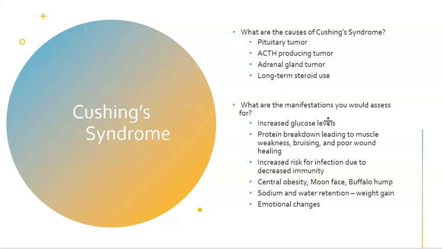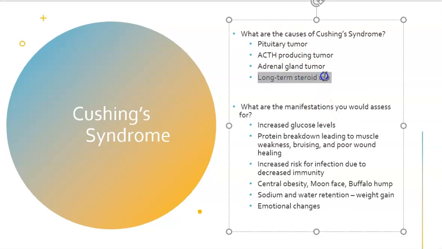Cushing syndrome. So we've got too much cortisol from the adrenal gland. This can be caused by pituitary tumors, ACTH producing tumors, adrenal gland tumors, and long-term steroid use. That's usually what's going to be causing it in the patients you're going to see. So you'll see it a lot of times with patients that have COPD. They'll put them on long-term steroids and then they end up getting Cushing syndrome. So too much cortisol from the adrenal gland.